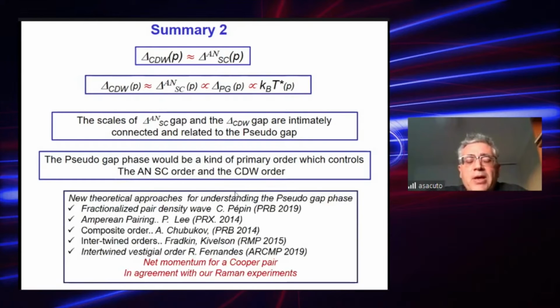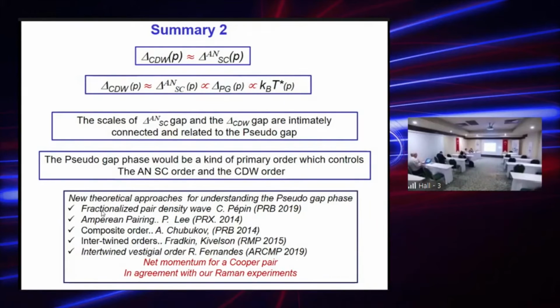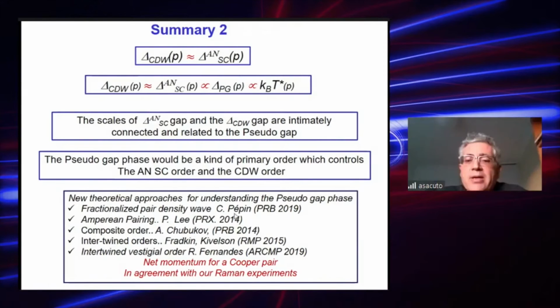And this paves the way for new theoretical approaches for understanding the pseudogap phase, such as the fractionalized approach proposed by Pepin, and there are also other proposals by Patrick Lee, Ampere and Berry, etc. And all these theories have a common point. They propose that there is a net momentum for a Cooper pair, which allows combining superconducting order and the charge density wave. And this is in agreement with our experiments.